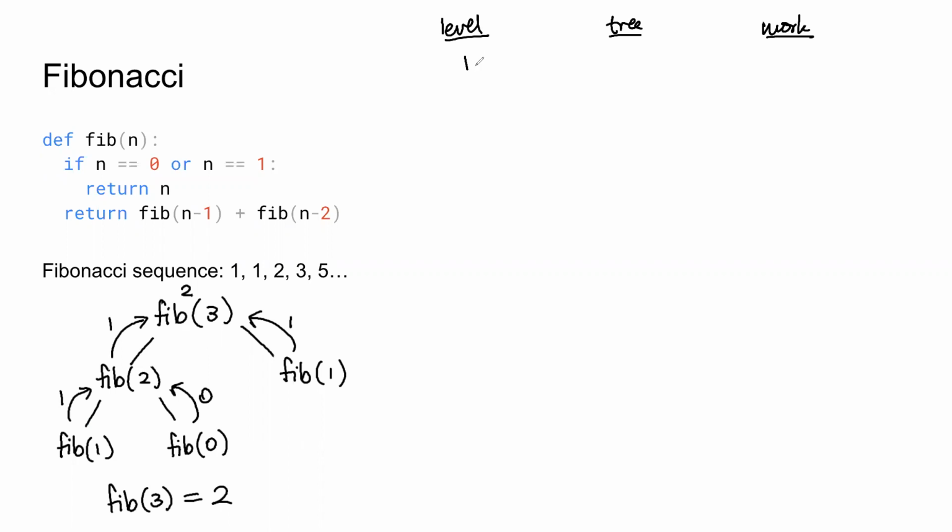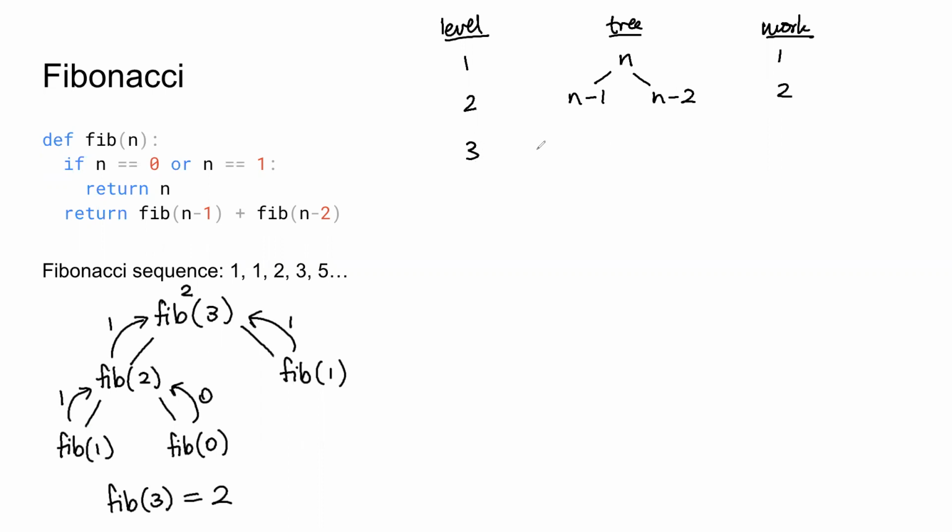So at the first level of recursion, we just have one subproblem of size n. The amount of work we do, well, it's just one if statement here, so that is 1 unit of work. At the second level of recursion, our subproblem splits into two subproblems of size n-1 and n-2. The amount of work we do is 2 units.